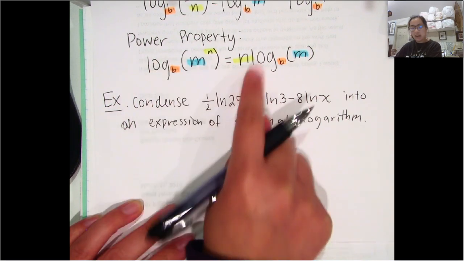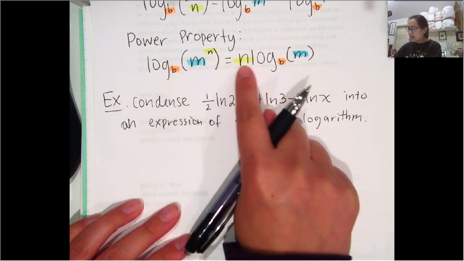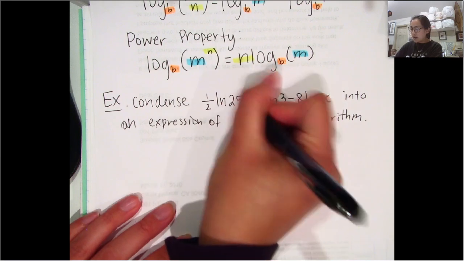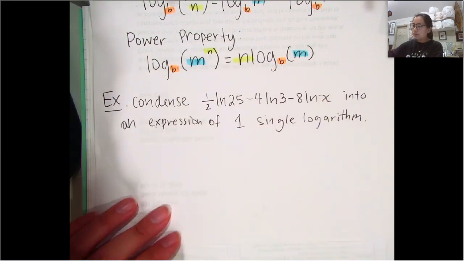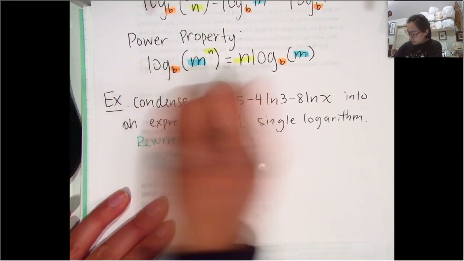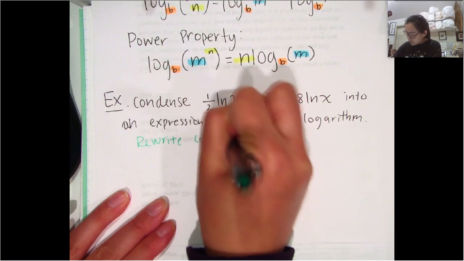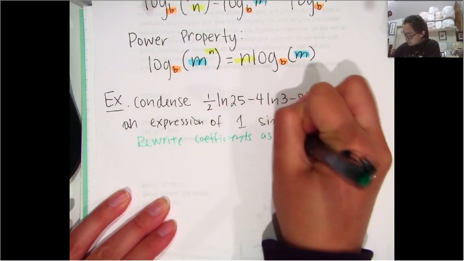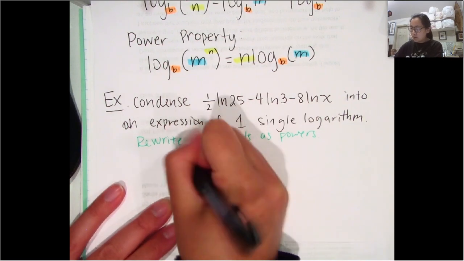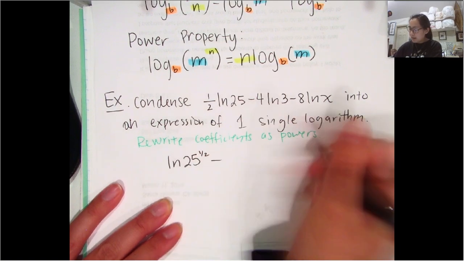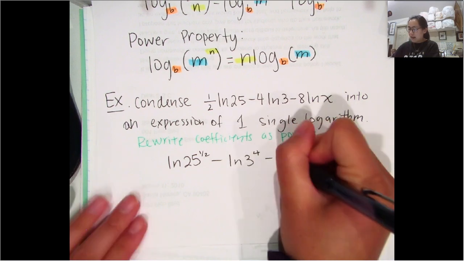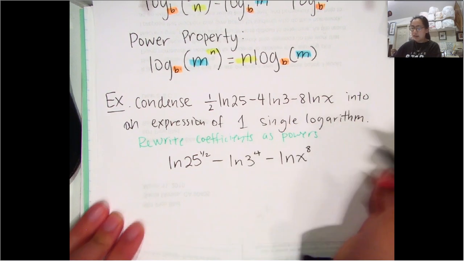So as you see here, it's kind of going backwards from the power property because we take that coefficient and we're going to make it the power. So I'm going to go ahead and rewrite the coefficients as powers. So we have ln of 25 to the 1/2 minus ln of 3 to the 4th minus ln of x to the 8th.